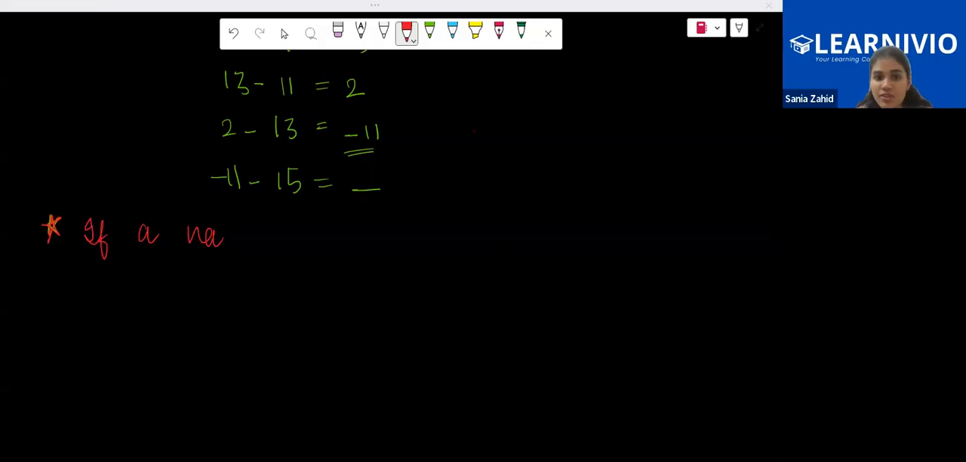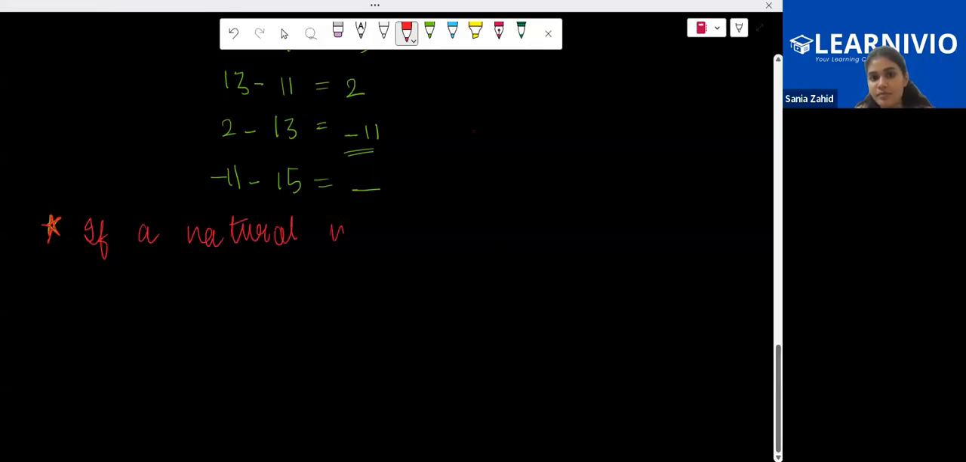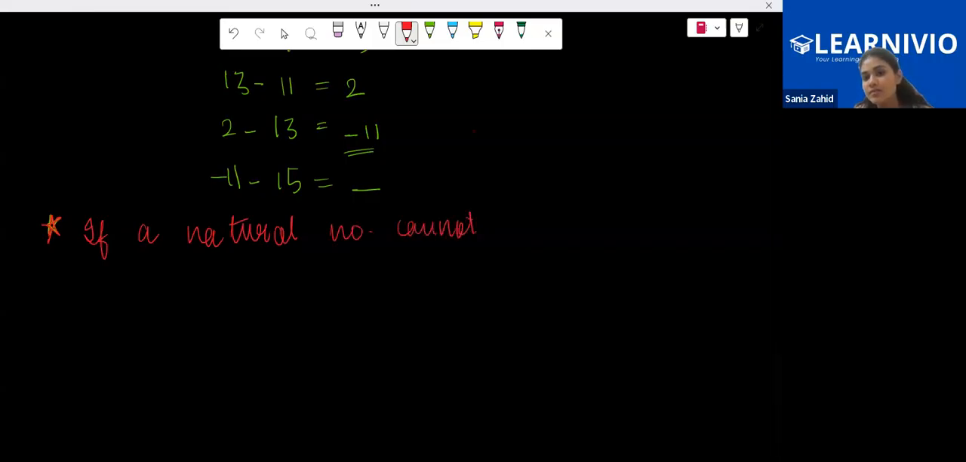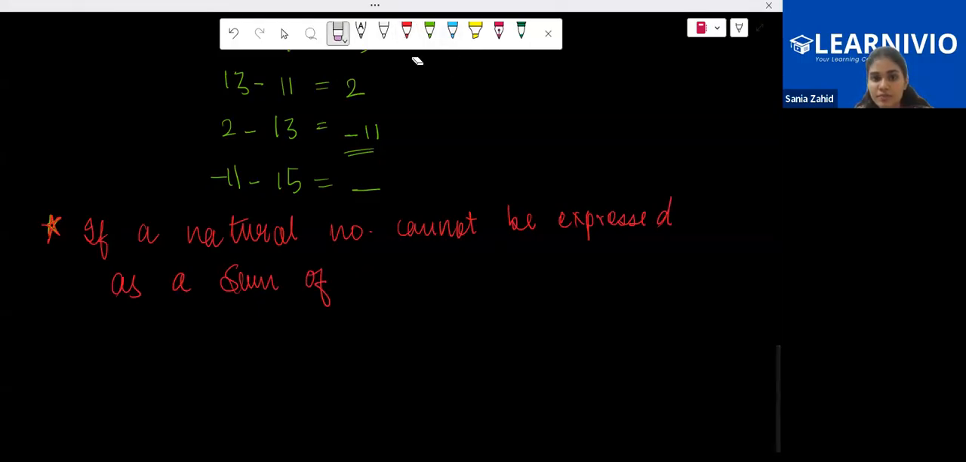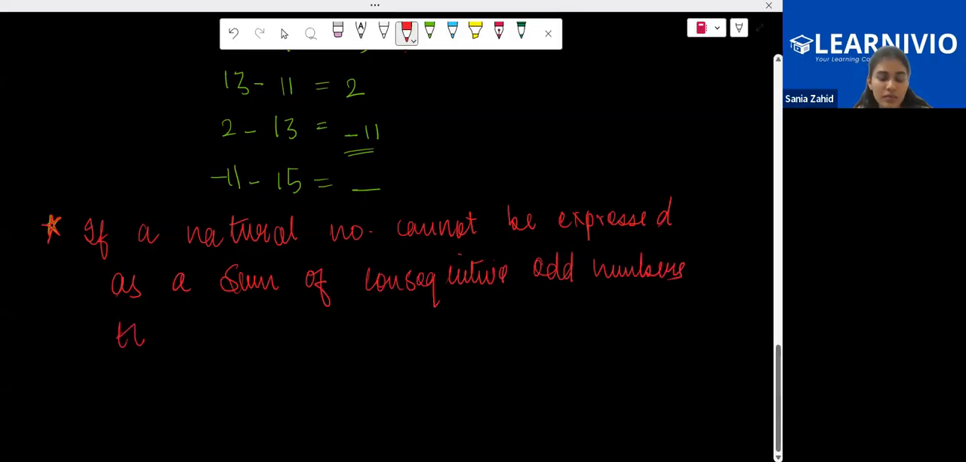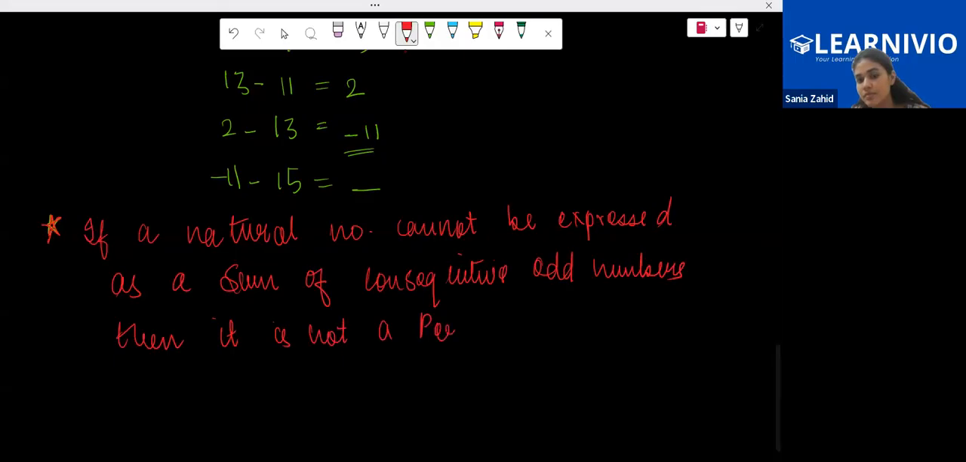Okay, let's try now. If a natural number cannot be expressed as a sum of consecutive odd numbers, then it is not a perfect square. Okay, children, remember this thing.